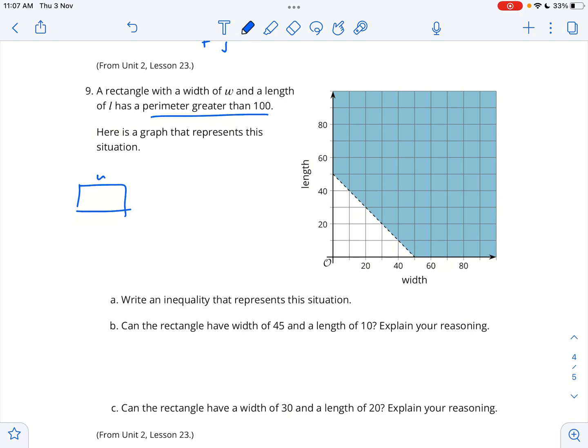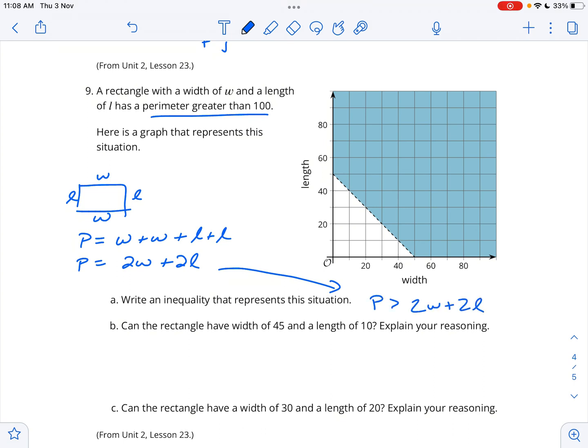There's a rectangle, there's the width and the length. The perimeter is the distance around the outside. So to find the perimeter, you add both widths, both lengths, and that equals the perimeter, okay? Or a little simpler version of that is 2W plus 2L. Well, in this case, we know that the perimeter has to be greater than 100. So I could just tweak that a little bit and say the perimeter has to be greater than 2W plus 2L.